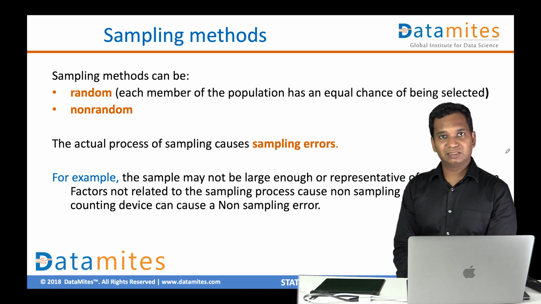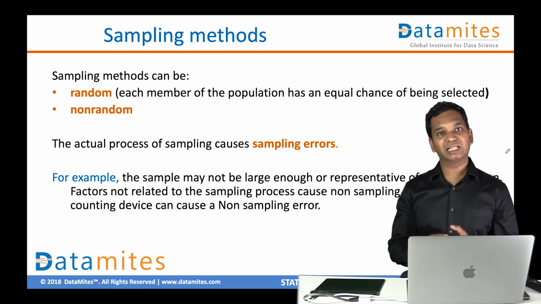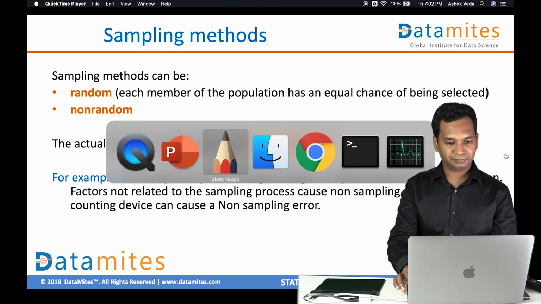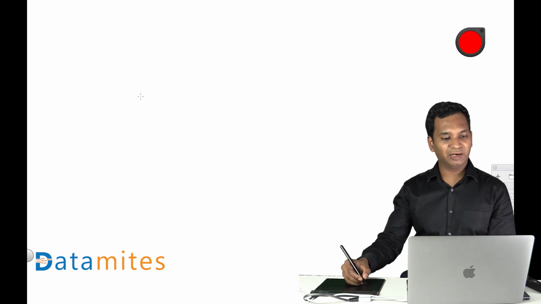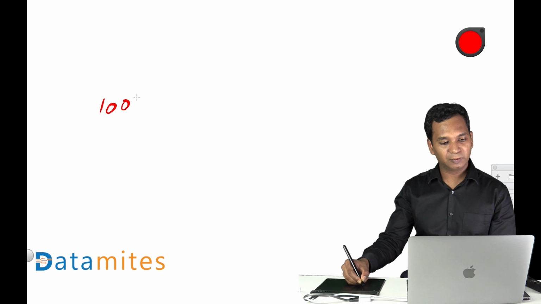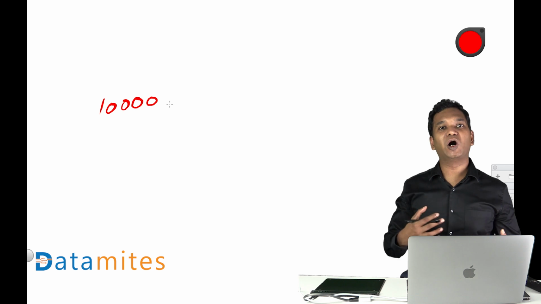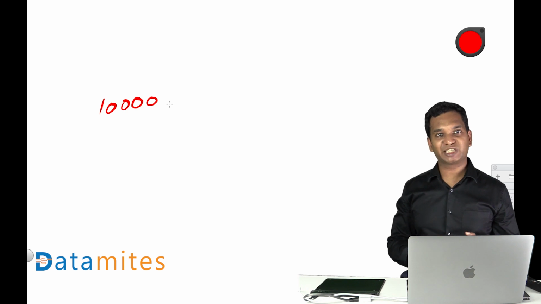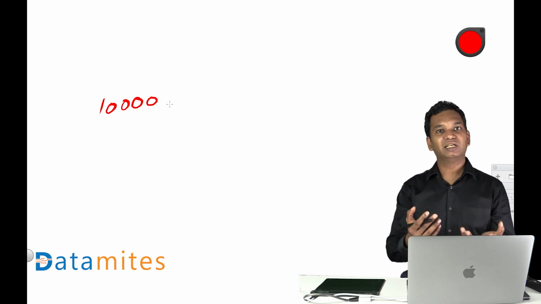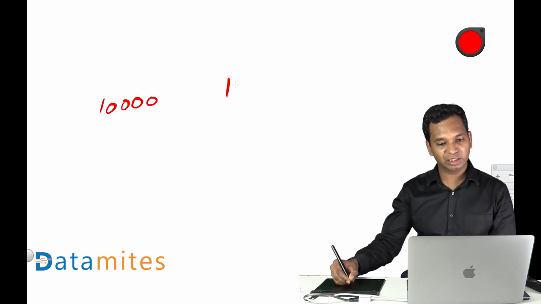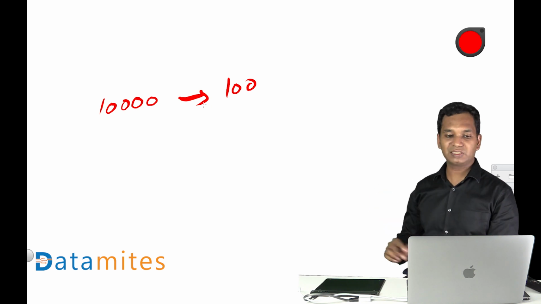Second is sampling methods. There are broadly two sampling methods: one is random sampling, the other one is non-random sampling. Take a very simple example. Let's say in a company, you have 10,000 people. As the CEO of the company, you would like to know how your employees are doing. Are they happy? Are there any complaints about job satisfaction? You want a survey to understand employee satisfaction or the problems your employees are facing. You decide to have a sample size of 100 out of these 10,000.